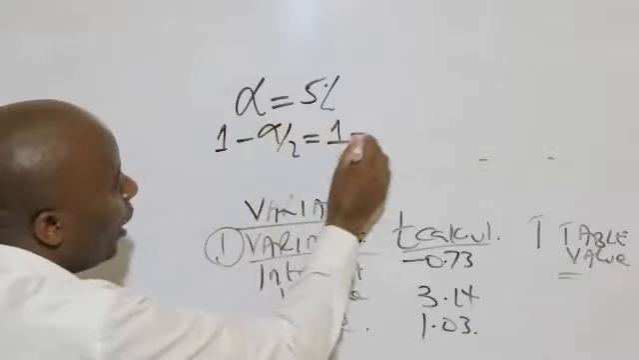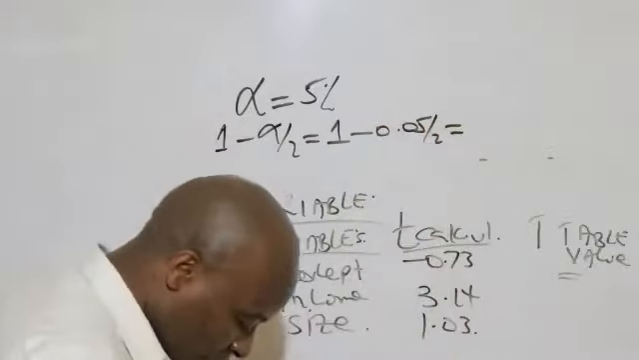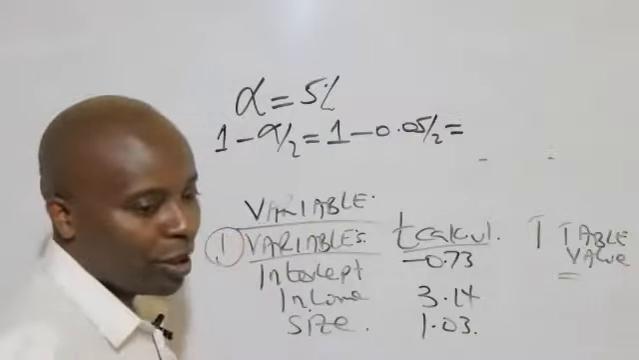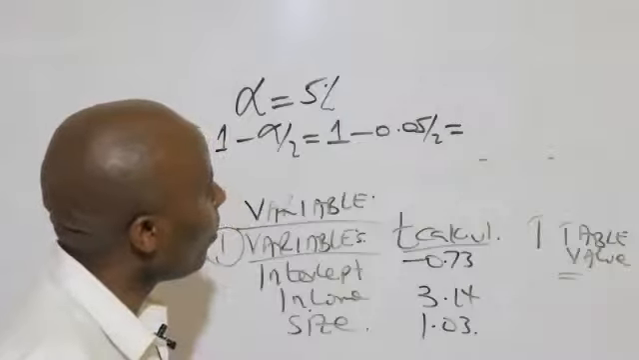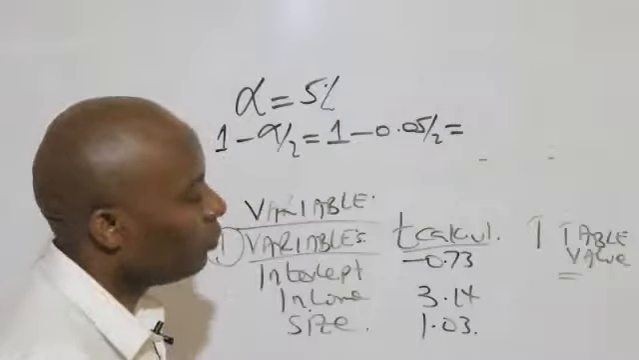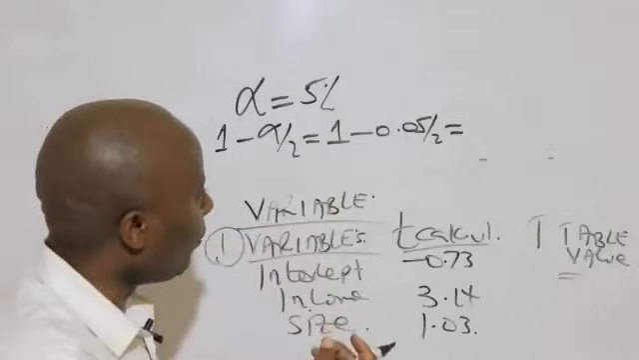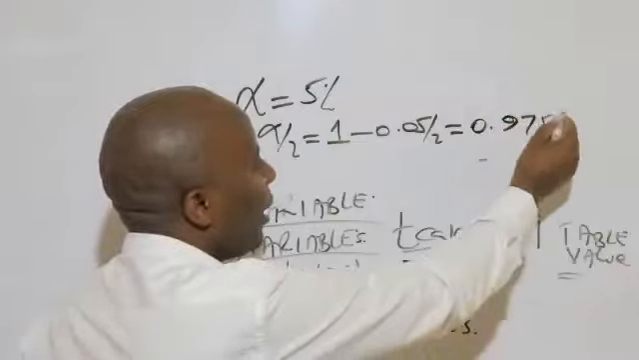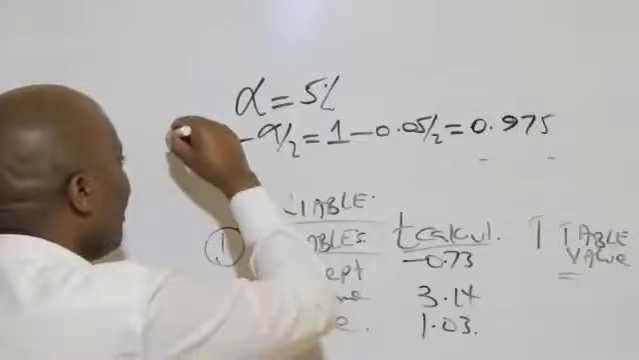So this will be 1 minus 0.05 over 2, which will end up giving us what figure, somebody here? Somebody, I don't have my calculator. Is it 0.975? Thank you very much. Now that is a very important parameter.